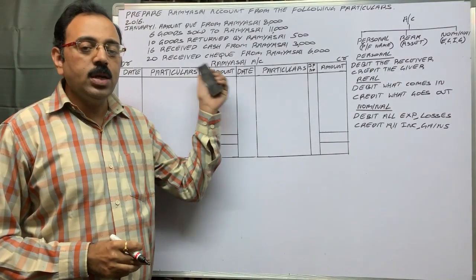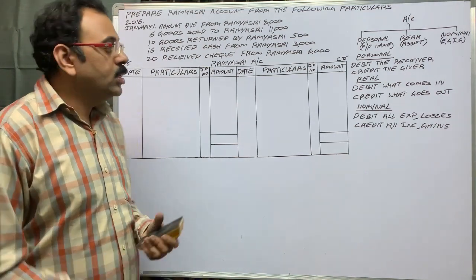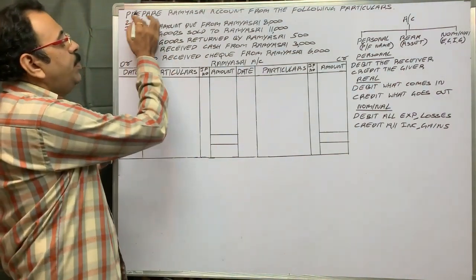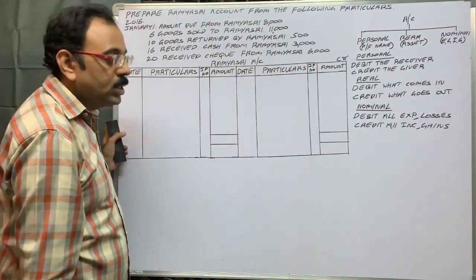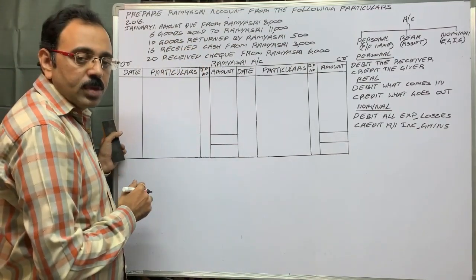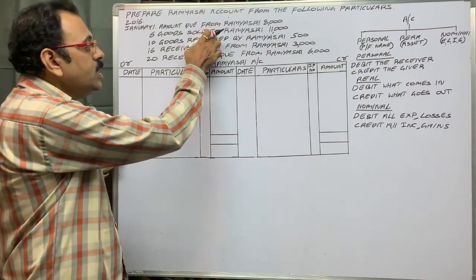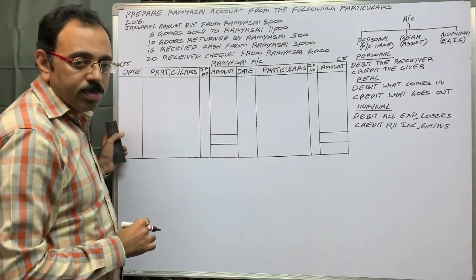Next problem is a ledger problem. It comes for 5 marks. See the question. Prepare Ramyashri account from the following particulars. And there are some transactions. So with these particulars, we have to prepare Ramyashri account.